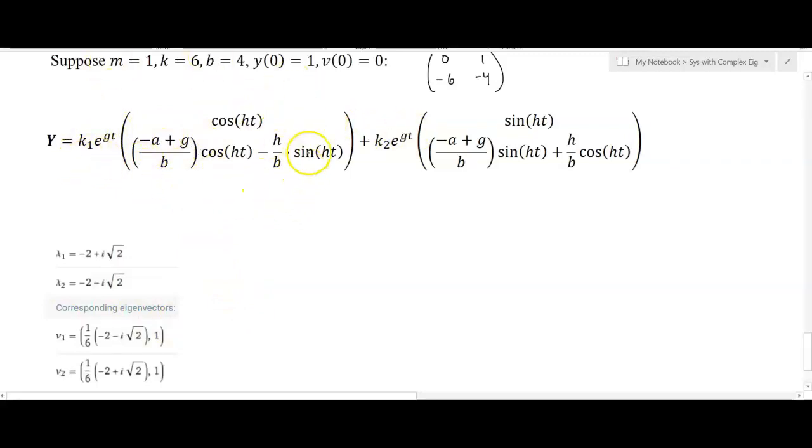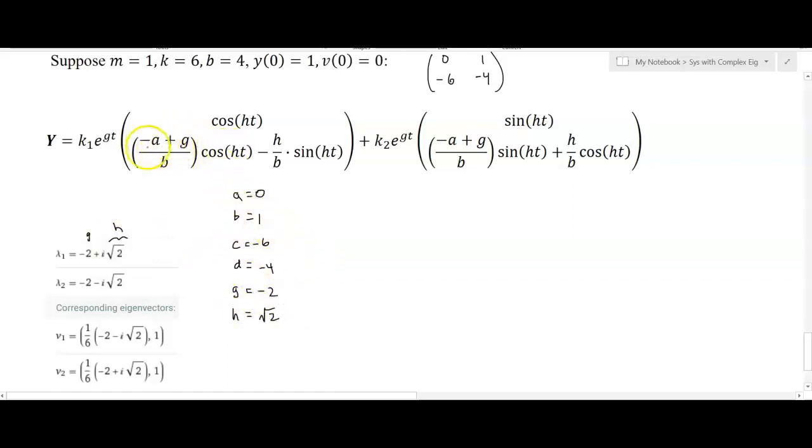So I'm going to just take a moment to identify everything. A, B, C, and D come from my original coefficient matrix. So A is 0, B is 1, C is negative 6, D is negative 4. And then for my G plus or minus Hi, I see that G is negative 2, and H is the coefficient of i, which is square root of 2.